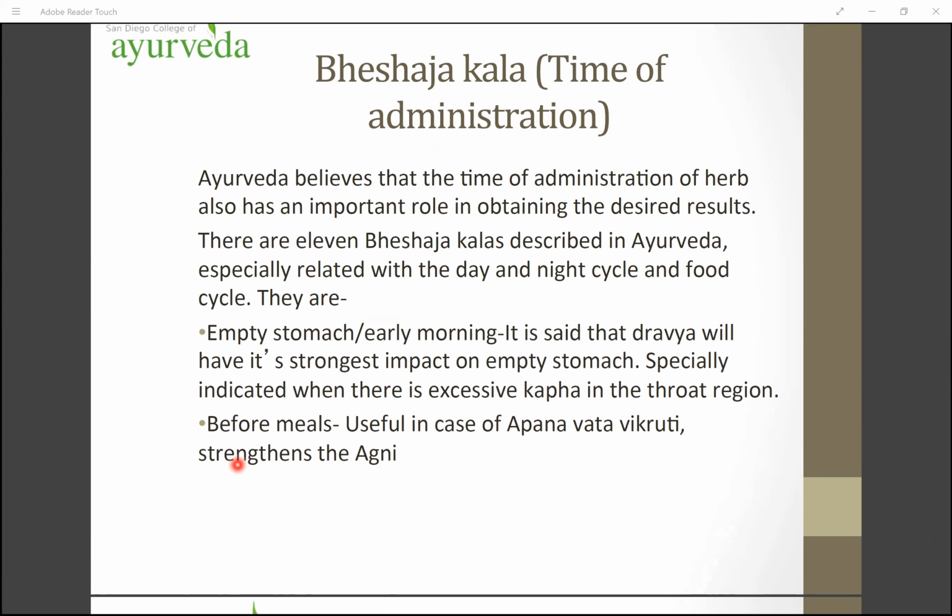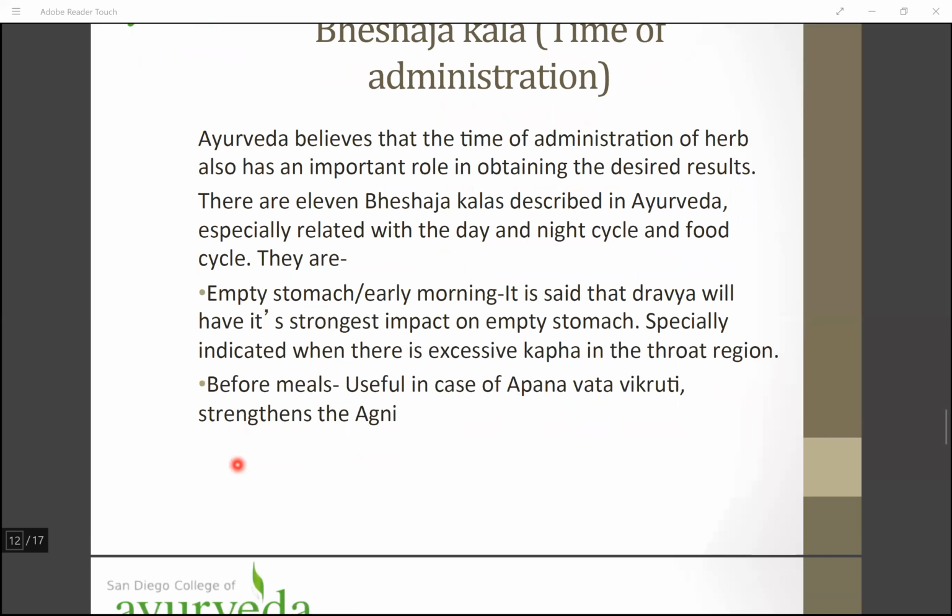If the agni is really weak, or for people who have hyperacidity, there are certain medicines that are given before you have your food, so that it forms a little layer in the stomach, and it doesn't really hurt your stomach when you eat your food, right? It's like a protective layer that is formed for people who have ulcers and so on, right? So you administer the medicine before the meal.